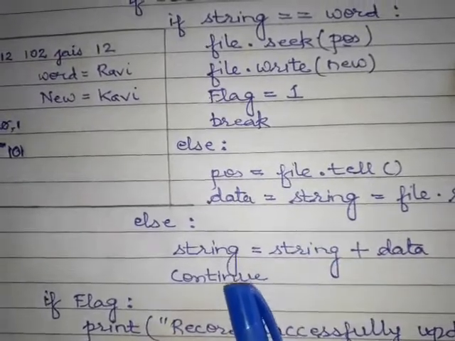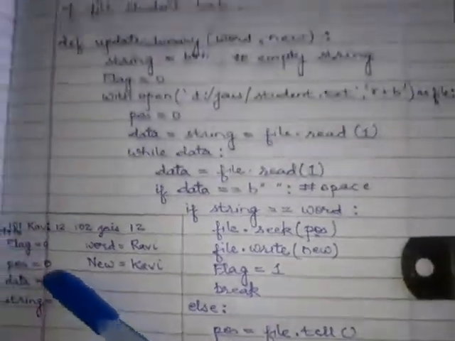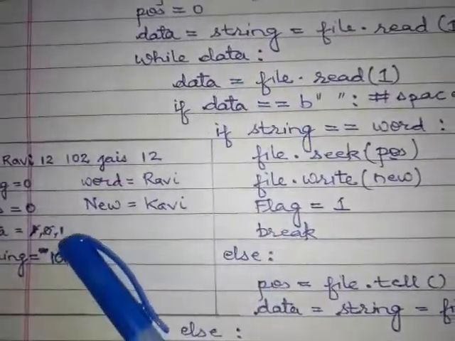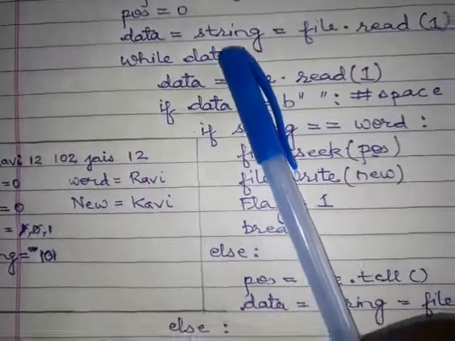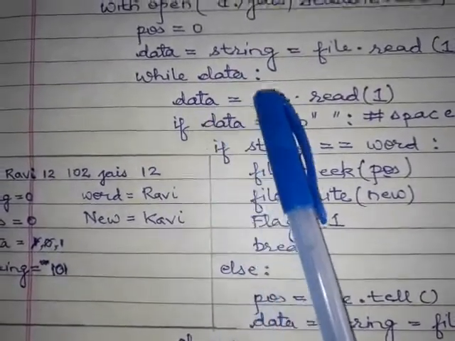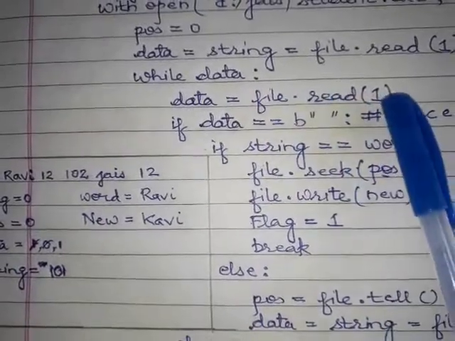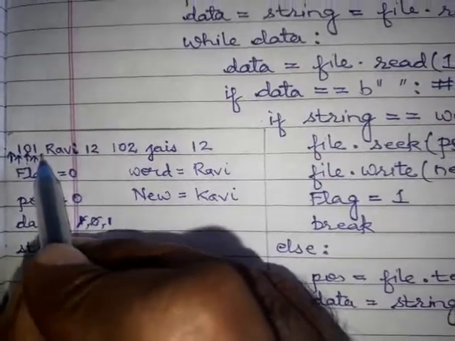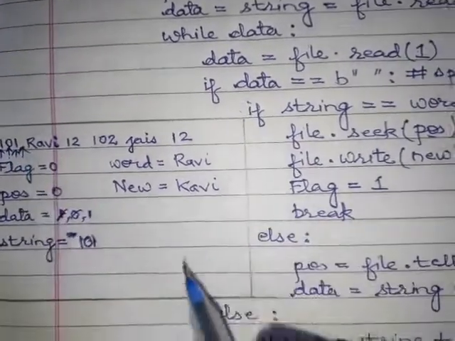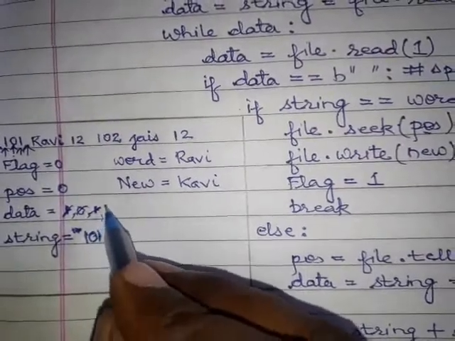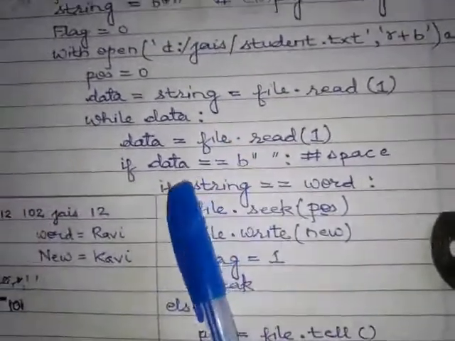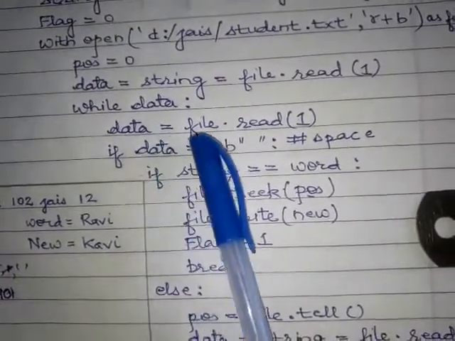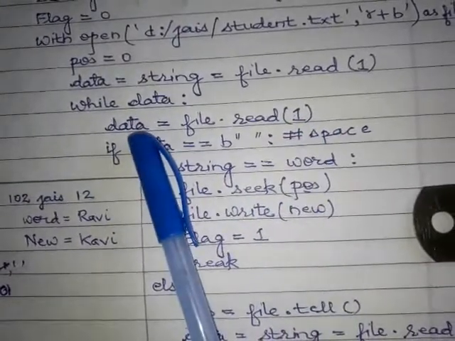Now after this statement, continue means go again to the while loop. While data here is 1, it is not false, so this is true. Again read the next single byte. Wherever the file pointer is, here it is at 1, it will then read this space. Now data will contain space, so here data equals read 1, which means data has space.